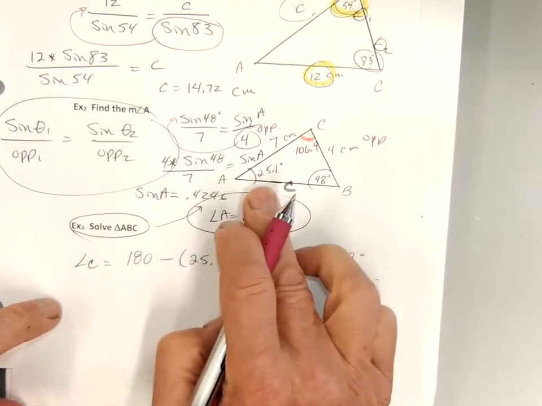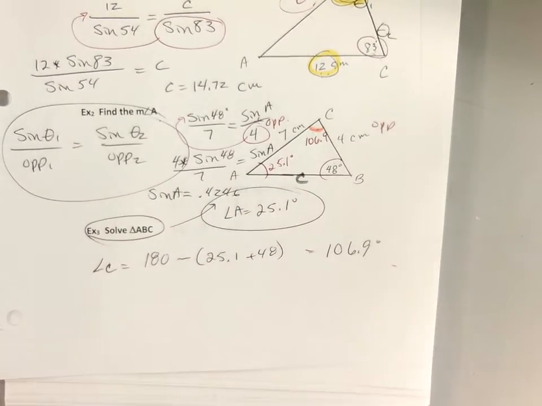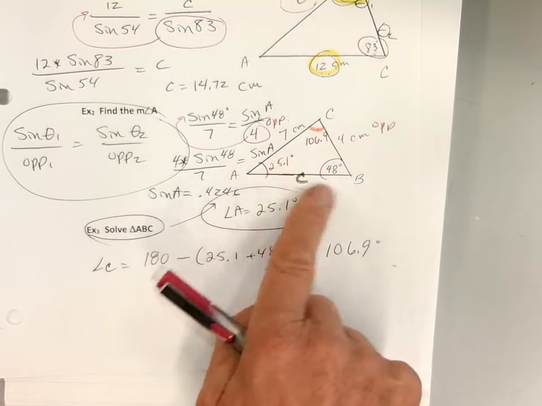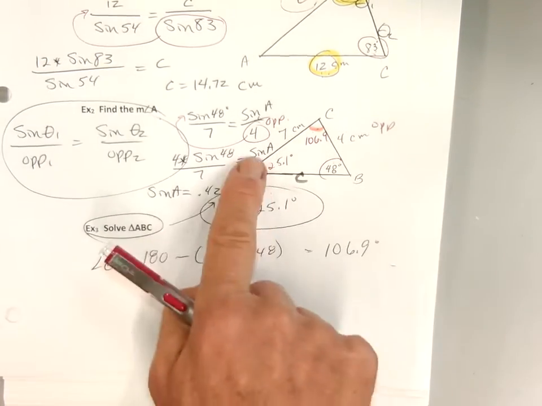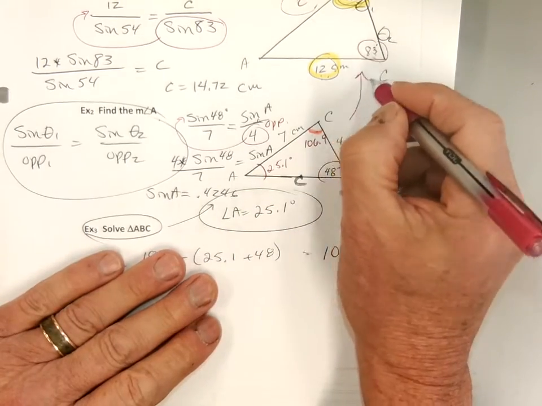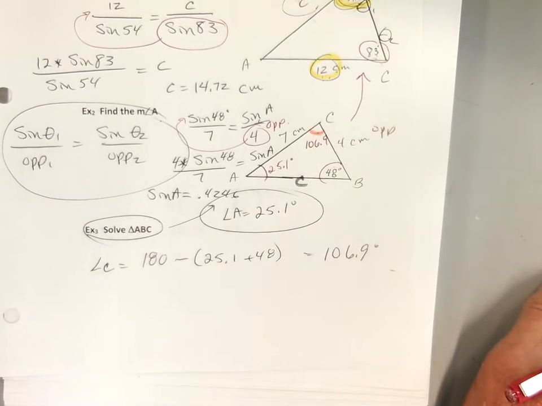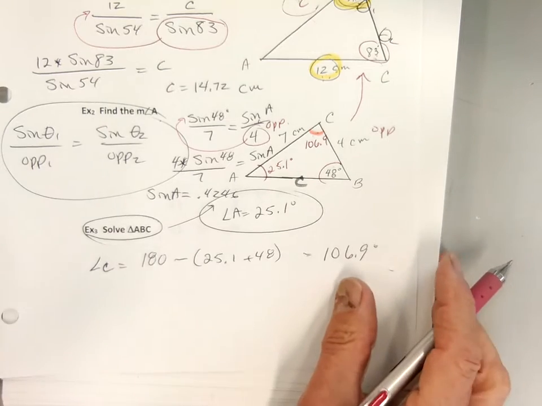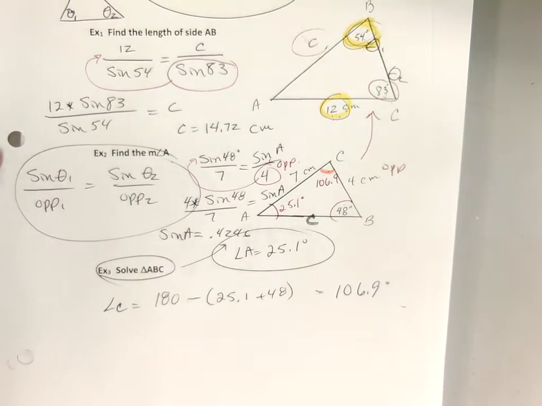Now I need side c. Do not use Pythagorean's theorem. Don't use a squared plus b squared equals c squared. This is not a right triangle. So you have to use the formula we used up above, the law of sines. You cannot use Pythagorean's theorem. You're going to have to use the formula we did up above. Okay, so law of sines.